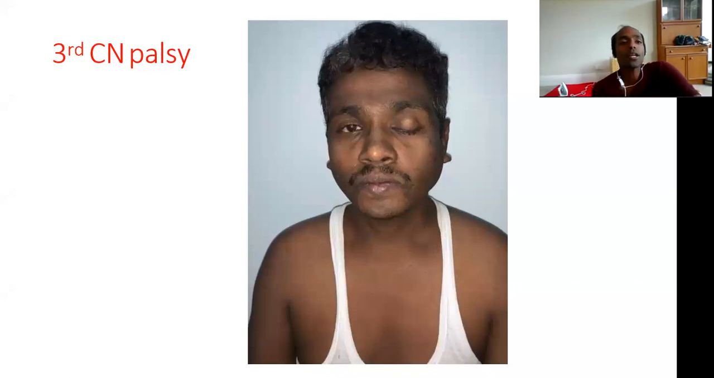Right. Okay. So, third cranial nerve. In this picture, you will be able to see a patient with a third cranial nerve palsy on the left side. Why do I say it's a third cranial nerve palsy? Because there is complete ptosis of the left side.